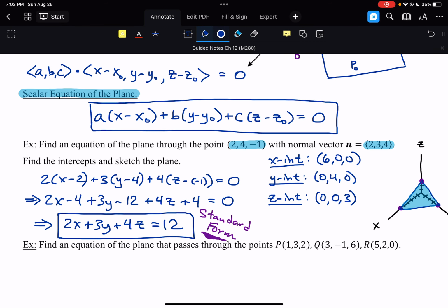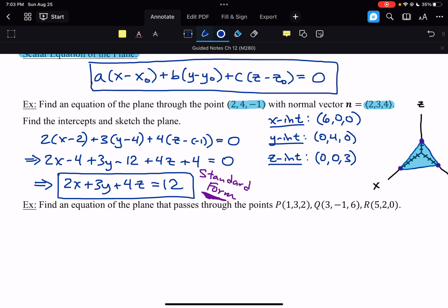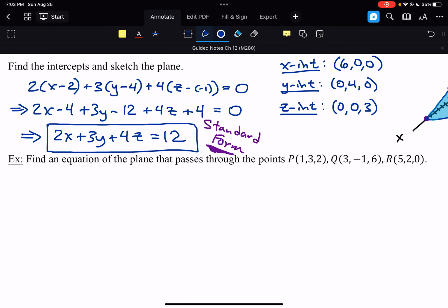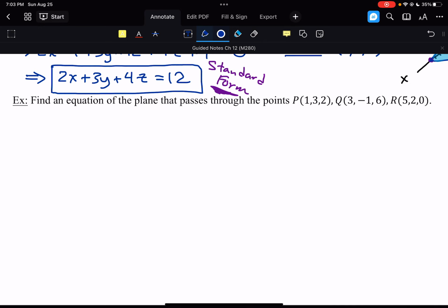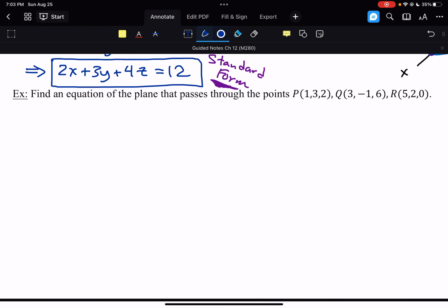All right, let's take a look at another example where they don't give us all the information right out of the gate. So find an equation of the plane that passes through the points P, Q, and R, given here. Remember, in order to find the equation of a plane, we need a point on the plane. We have an overabundance of those. We also need a normal vector, that is a vector orthogonal to the plane. We don't have one of those, right? All we have right now are points in the plane.